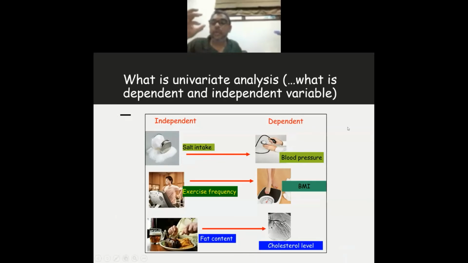So univariate analysis, an example. If you look at the right hand side, it's all one variable. Blood pressure, BMI, cholesterol level. Okay, let's pause for a moment. Look at the dependent variable. As you can see, the dependent variables are all measurable. What does it mean by measurable? You can measure them. Blood pressure, there are numbers there. BMI, there are numbers there. Cholesterol level, high, low, there are numbers there.